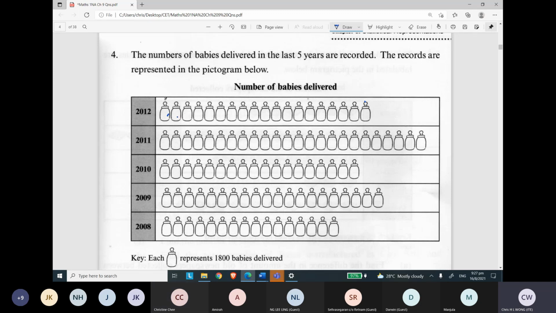1, 2, 3, 4, 5, 6, 7, 8, 9, 10, 11, 12, 13. Wow, this one I don't know whether I should write down. 1, 2, 3, up to 19. 19 times 1,800 is 34,200. Yeah, this one is a lot.